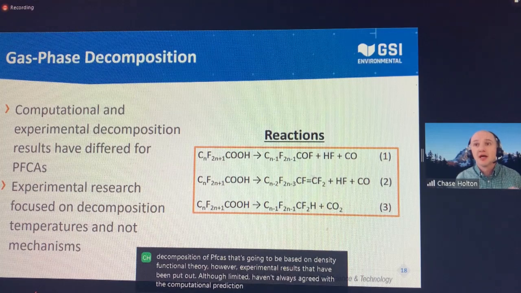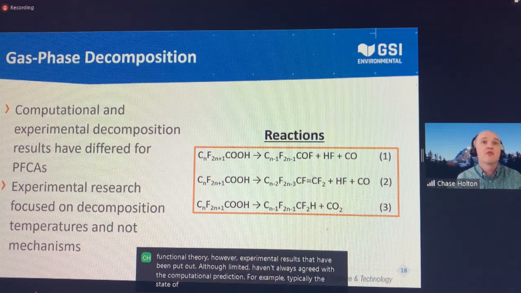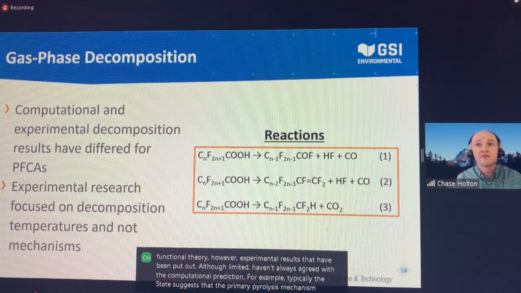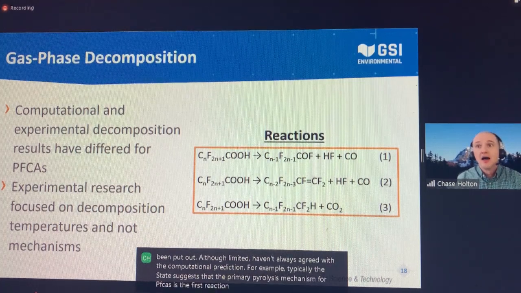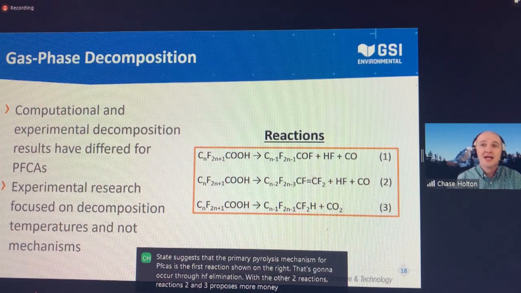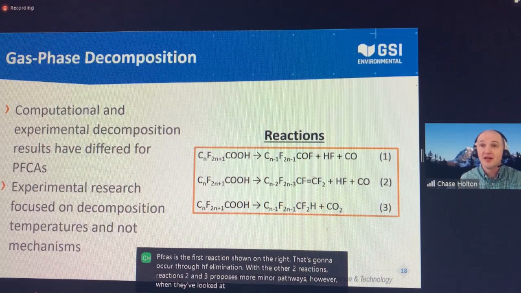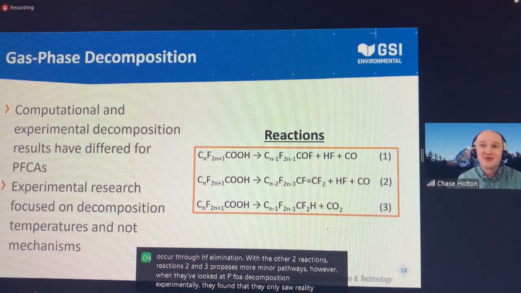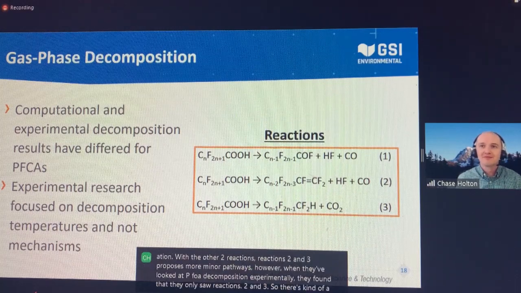For example, typically, studies suggest that the primary pyrolysis mechanism for PFCAs is the first reaction shown on the right. That occurs through HF elimination, with the other two reactions, 2 and 3, proposed as more minor pathways. However, when they've looked at PFOA decomposition experimentally, they found that they only saw reactions 2 and 3. So there's a bit of confusion.